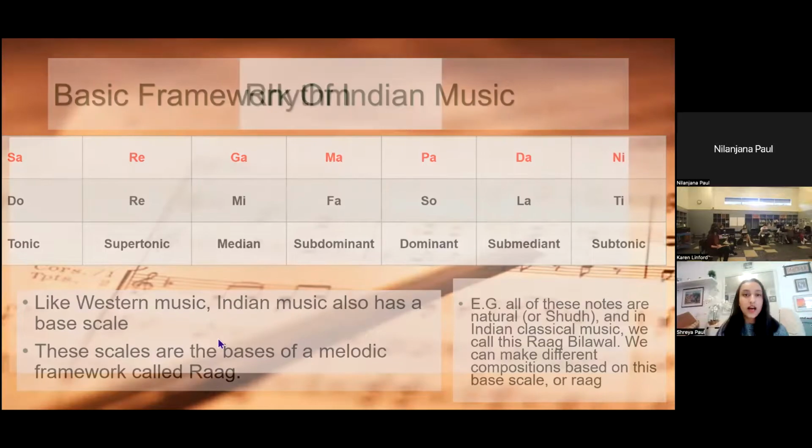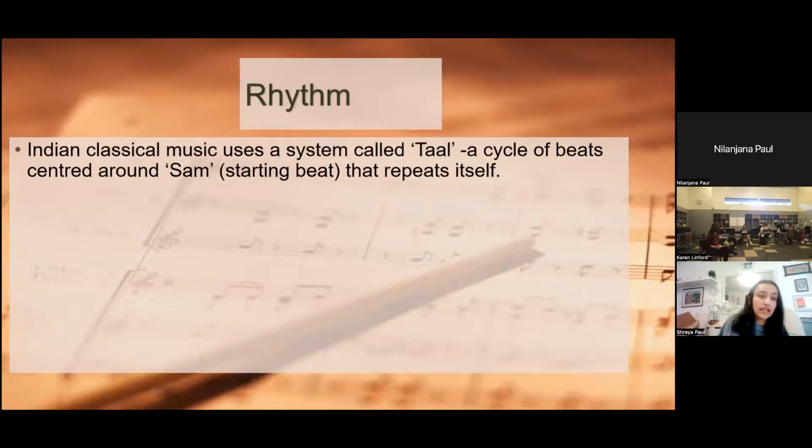Next, rhythm. Indian classical music is centered around a system called tal, and a tal is a cycle of beats centered around a sum, or the starting beat, that continues to repeat itself. Whatever tal our composition is based on, we have to make sure that each line starts and ends at the sum.